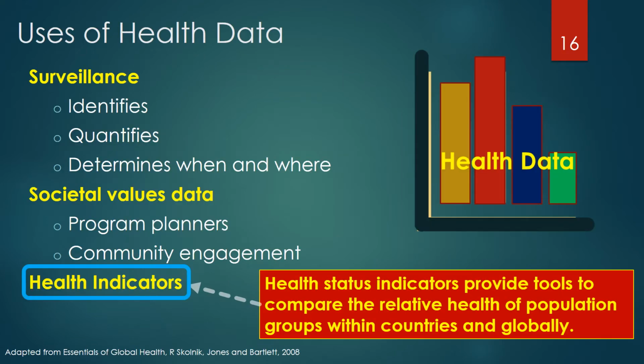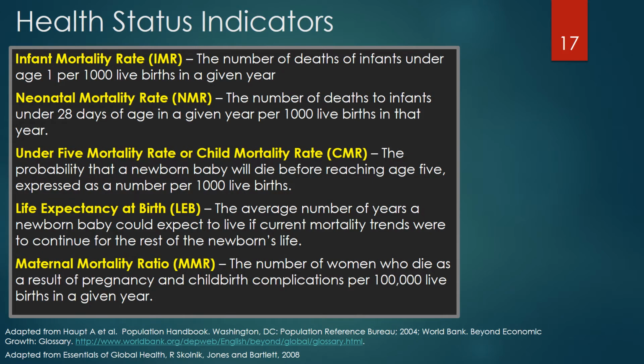Health data also provides health status indicators, providing tools to compare the relative health of population groups within countries and globally. This slide lists 5 key global health status indicators. The infant mortality rate, IMR, the number of deaths of infants under age 1 per 1,000 live births in a given year. The neonatal mortality rate, NMR, the number of deaths to infants under 28 days of age in a given year per 1,000 live births in that year.